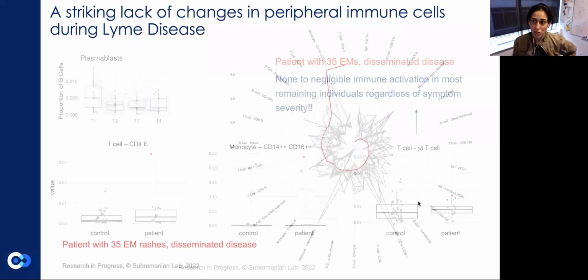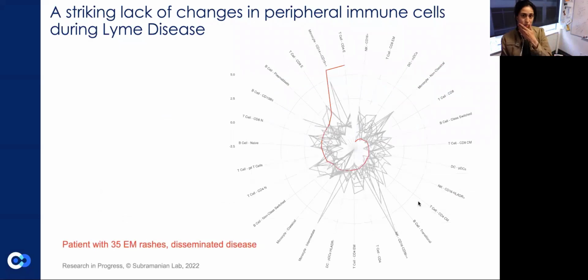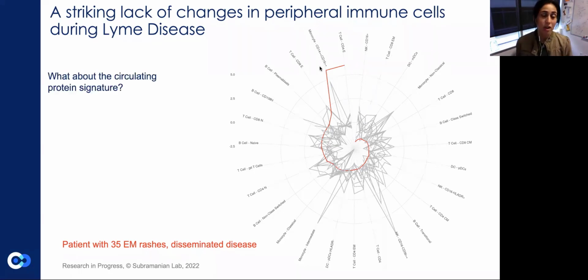We can also show this as a radar or circus plot, and the person with 35 EMs here is in red. And again, you can appreciate that apart from this individual, most individuals hardly show any changes in immune cells in the periphery. And this individual also has the highest circulating immune protein signature. So what about that signature, right? I told you we see a circulating immune protein signature rich in interferon gamma and inducible proteins, and what appears to be more of a type 2 signature. So where is that coming from?